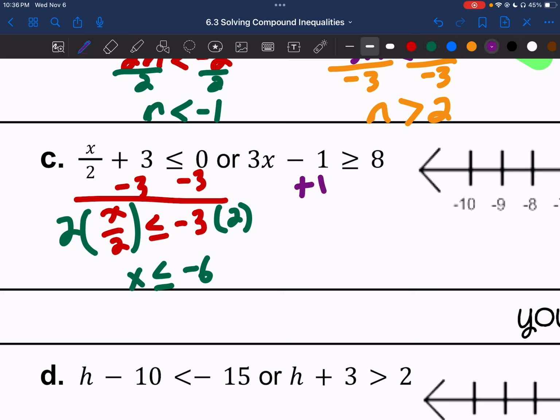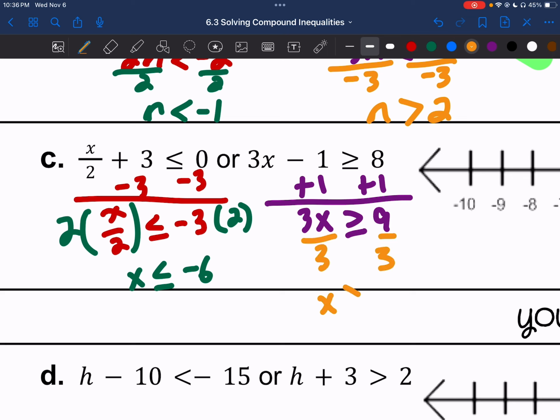Now we're going to add 1 to both sides on the second inequality, and we're going to get 3x is greater than or equal to 9. And then we divide both sides by 3. We get x is greater than or equal to 3.